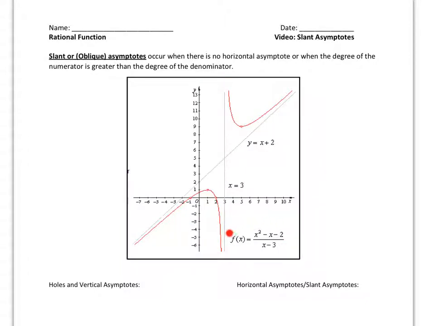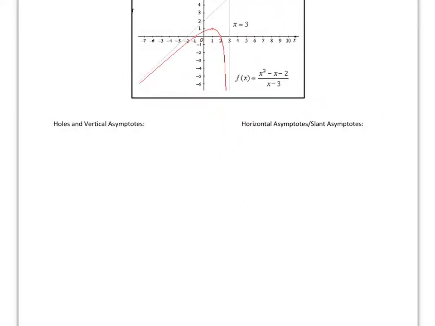So this is the rational function that I'm going to ask you to find the holes, vertical asymptotes, horizontal asymptotes, and slant asymptotes algebraically. And then we're going to check our answers on this graph, graphically. So let's try to find the holes first, so the holes and the vertical asymptotes.